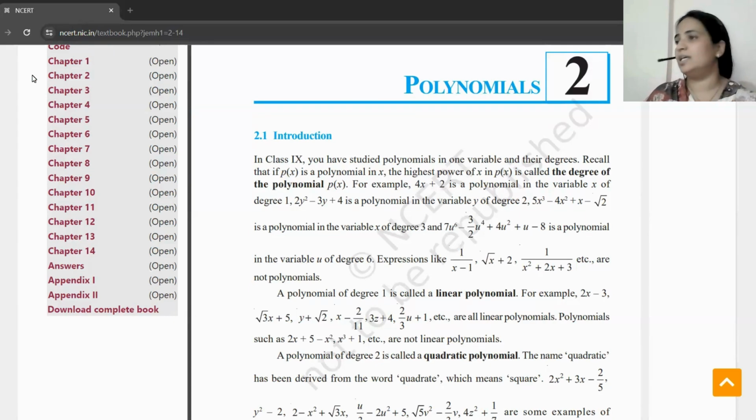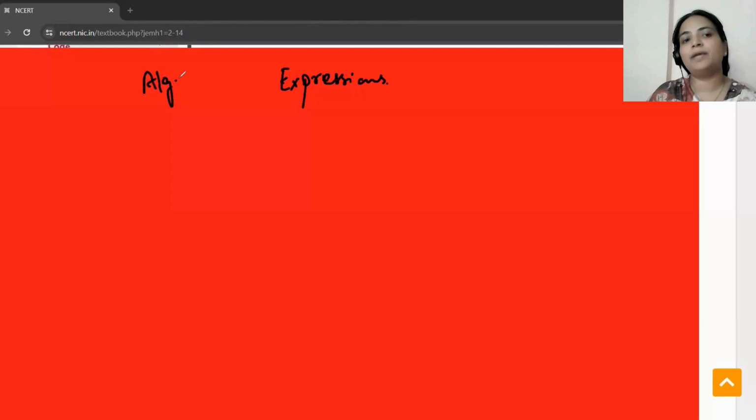Now, chapter number 2, polynomials. This topic was introduced to us in grade 9th. So let us quickly have a review of polynomials. What are polynomials? They are expressions. What are expressions? Algebraic expressions. This is a part of algebra. So they are algebraic expressions having variables, the value of which can vary. That is why it is named a variable.